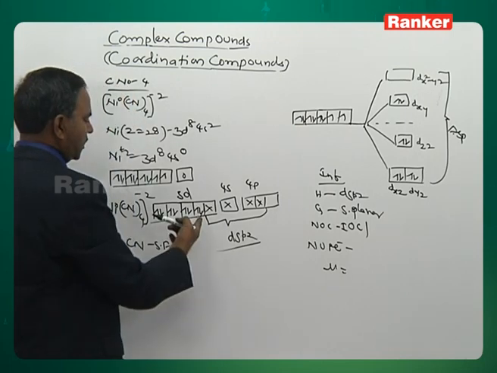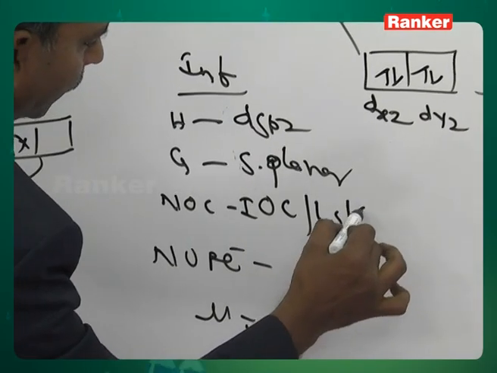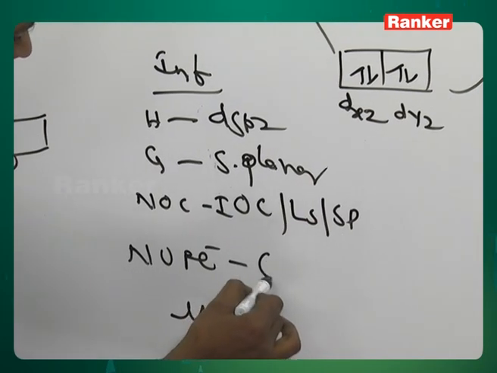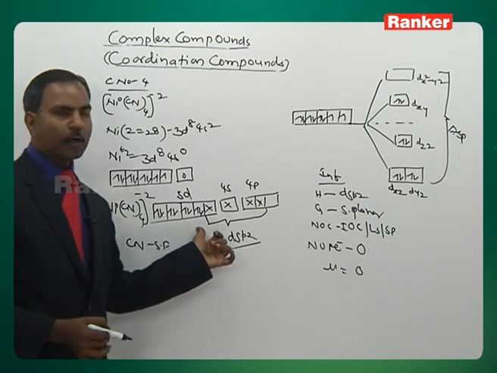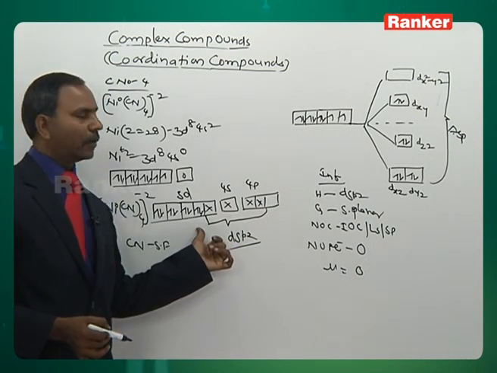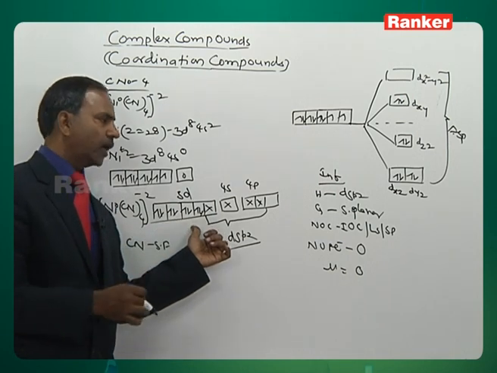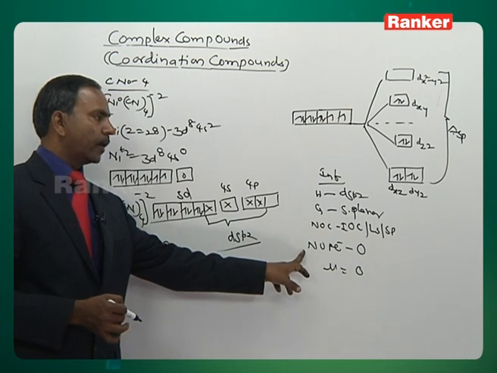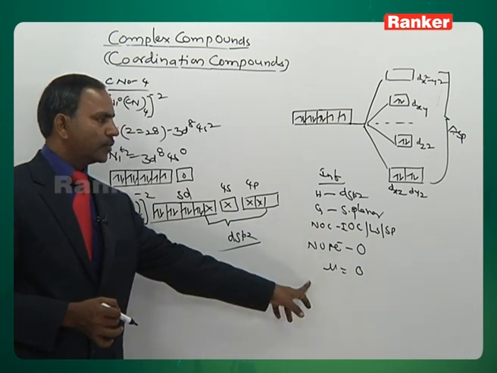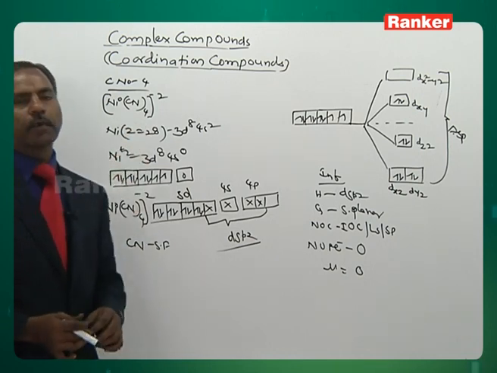Inner orbital complex, 3d is involved, then you can say it is low spin or spin paired. Number of unpaired electrons 0, magnetic moment 0. This particular complex is not carrying any unpaired electrons. Therefore the nature of the complex: 3d is involved, therefore inner orbital, low spin, spin paired, number of unpaired electrons 0, magnetic moment 0.